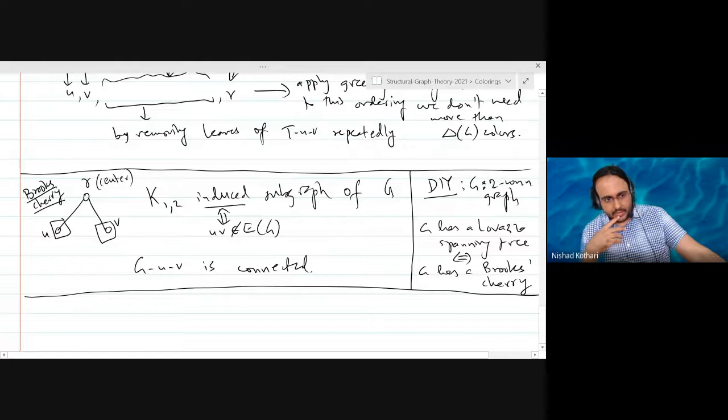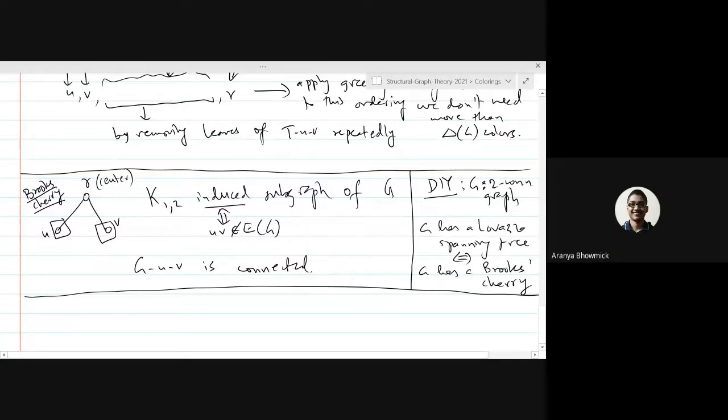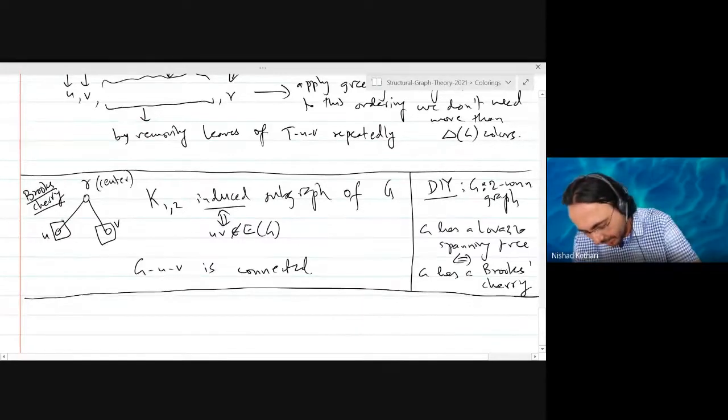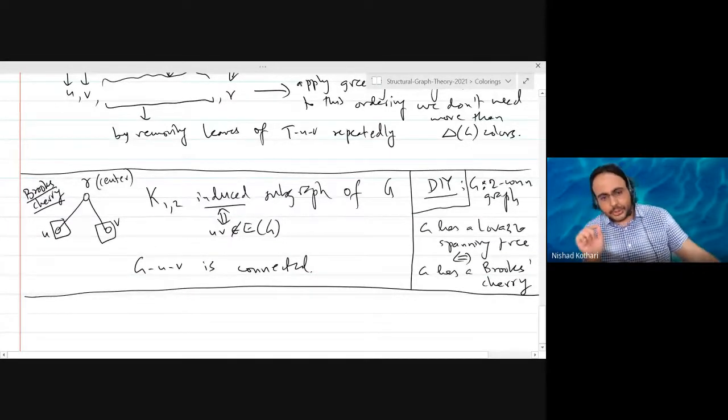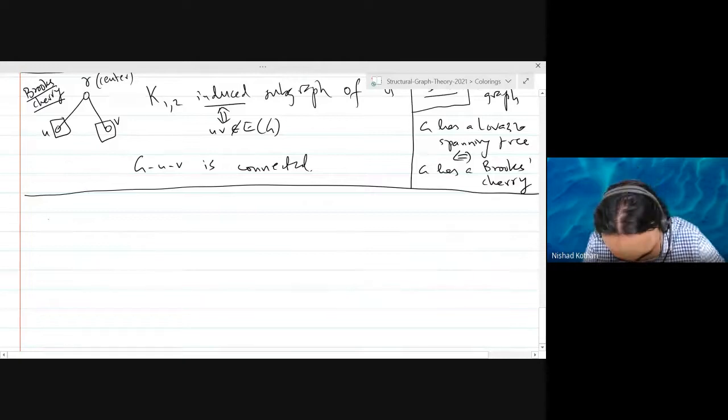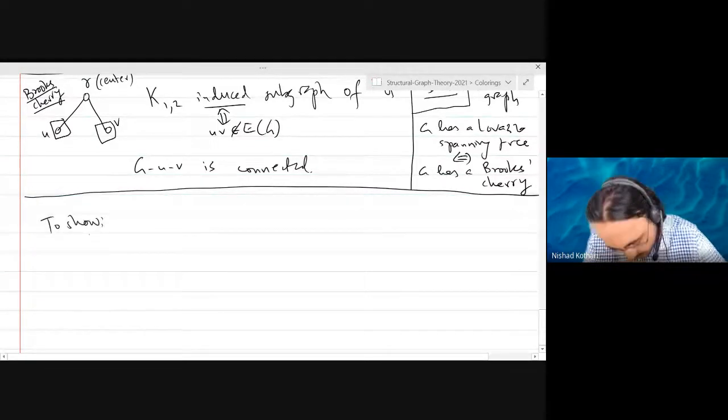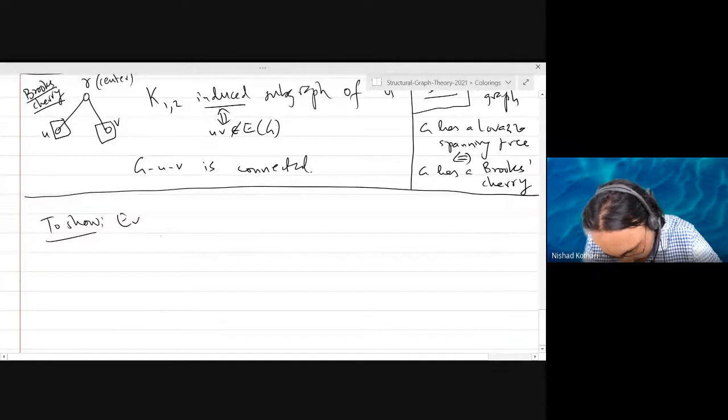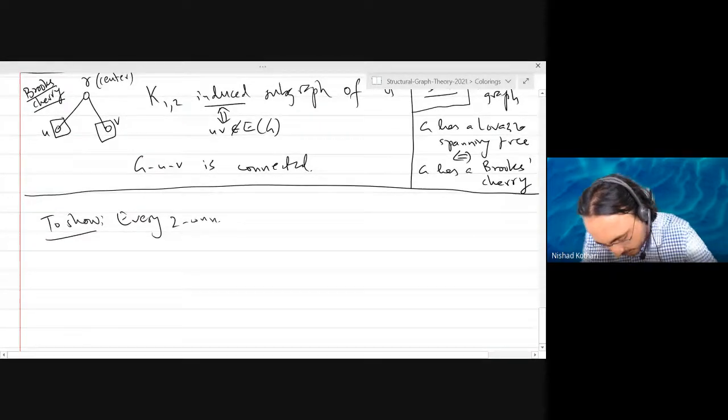not difficult either. Okay? The forward direction is also quite easy. Yeah, it's easy to see. Good. All right. So what we will actually show is that every two connected graph, except for some graphs, has a Brooks cherry.